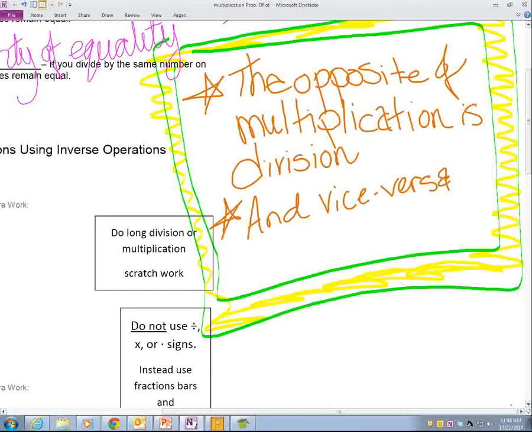The opposite of multiplication is division. And the opposite of division is multiplication. And it goes along with what we said yesterday. When we are having something happen, we have to make it unhappen or undo it.